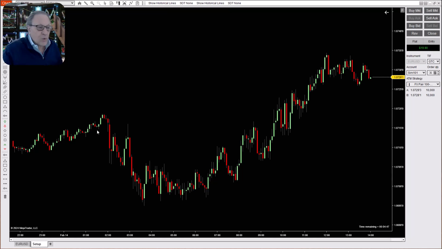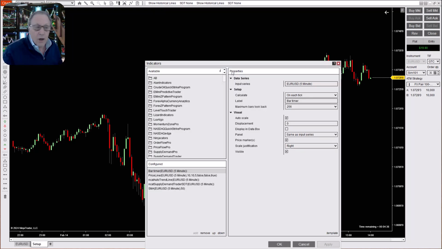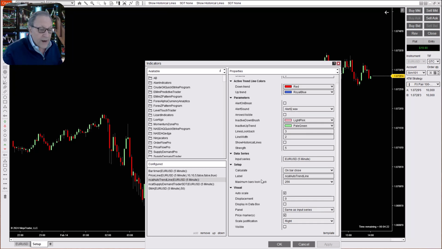Now first, we're going to go ahead and open a 5-minute Forex pair chart. This is the Euro dollar, the EUR USD. And then I'm going to add the Ninjacator Auto Trend Line. Here we've got it over here. It'll be further down in your list. We'll go ahead and add that. You can set the colors up however you like. I like these lookbacks and strength, and we'll go ahead and make that visible.